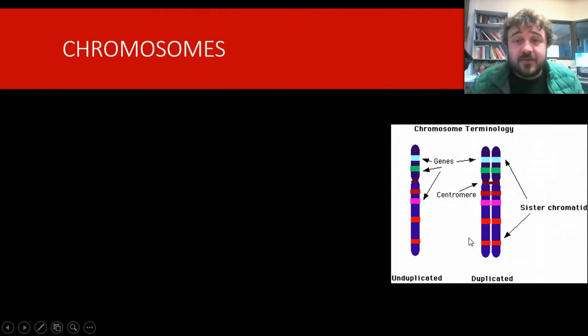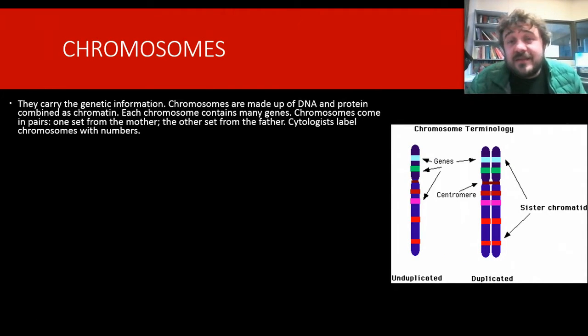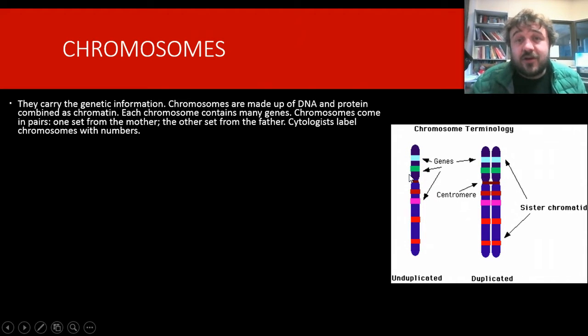Alright, so what's a chromosome? Basically, these are what carry the genetic information. They're made up of DNA and protein combined as chromatin. So this whole thing here is chromatin. So it's a complex. Complex meaning it's two things joined together. So each chromosome contains many genes. Chromosomes come in pairs. One from mum, one from dad.